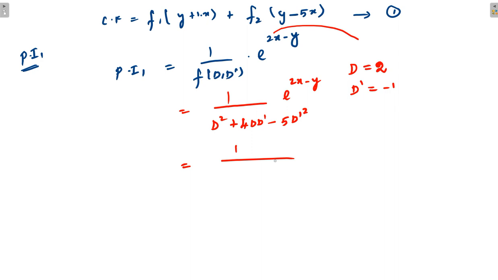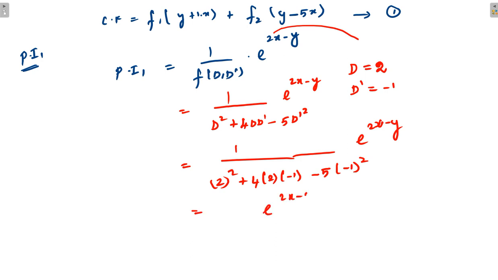After substituting, you may get 2 square plus 4 into 2 into minus 1 minus 5 into minus 1 whole square, into e power 2x minus y, which is equal to e power 2x minus y divided by 4 minus 8 minus 5. After the simplification you may get minus e power 2x minus y divided by 9.